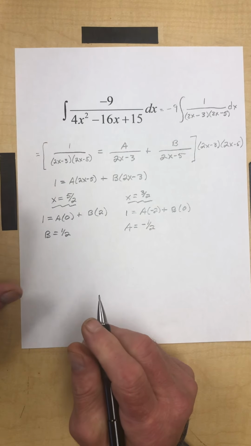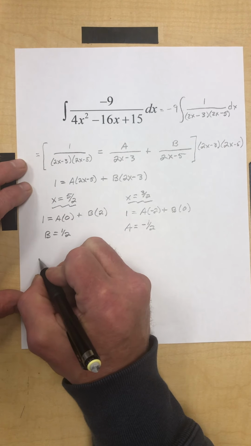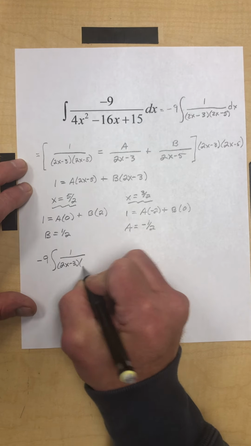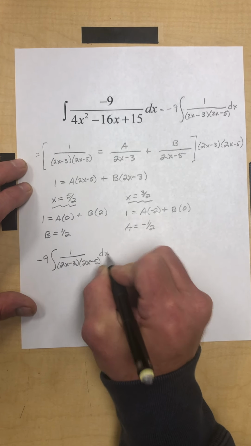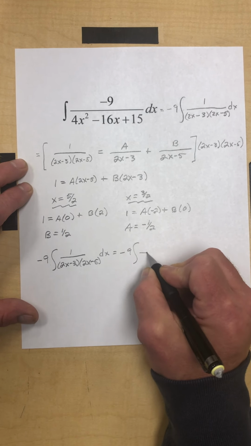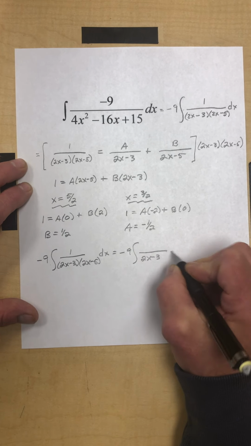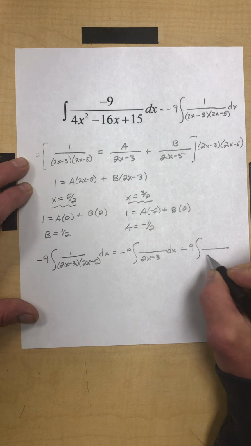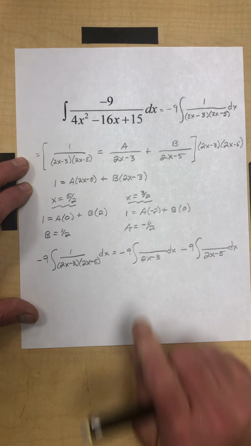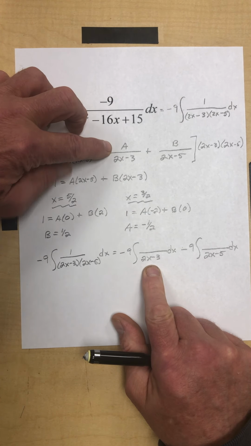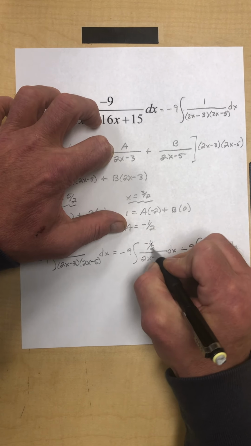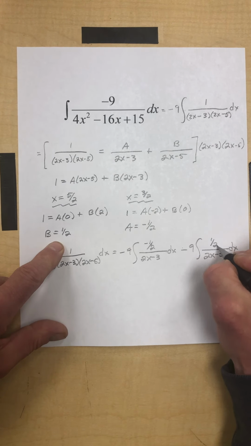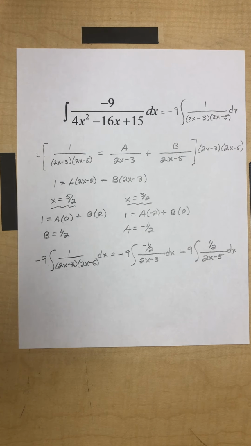All right, so let's see what we got going on here. I've got my negative 9 times the integral of 1 over 2x minus 3 times 2x minus 5 dx. That equals negative 9 times the integral of something over 2x minus 3 dx, plus negative 9, so it would be minus 9 times the integral of something over 2x minus 5 dx. What did I put with the 2x minus 3? I put the a with the 2x minus 3, so that means my negative 1/2 goes here. I put the b with the 2x minus 5, so that means my b goes right here, 1/2. So we should be in good shape here.